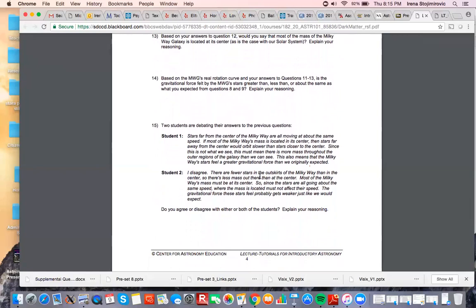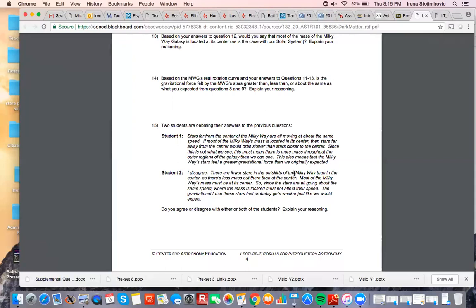Which one is correct? It is the first student that is correct in their statement that the real rotation curve of the Milky Way galaxy indicates that there is more mass throughout the outer regions of the galaxy. This increase in interior mass for the three stars increases the gravitational force, as it is directly proportional to mass. The second student is incorrect in their assessment, as they are indicating that the first rotation curve shown in question 9 is correct rather than the real rotation curve.